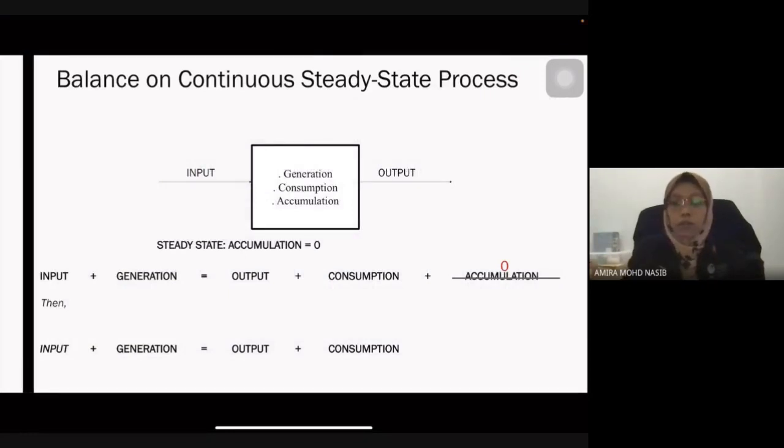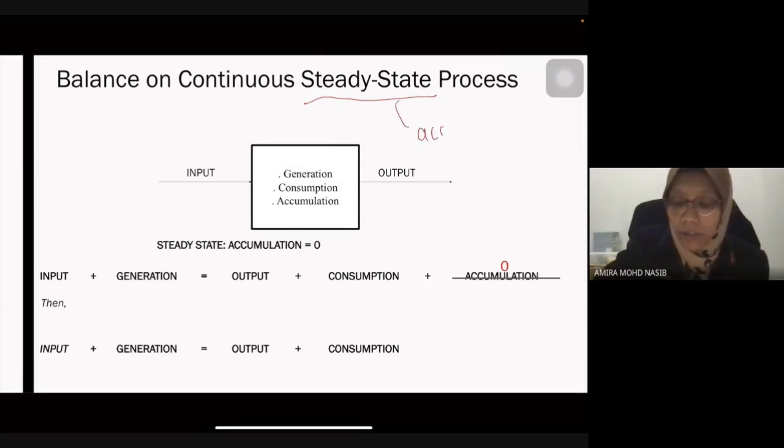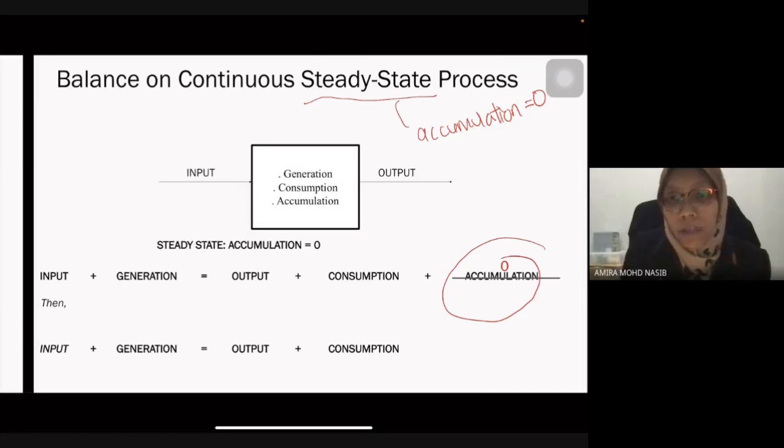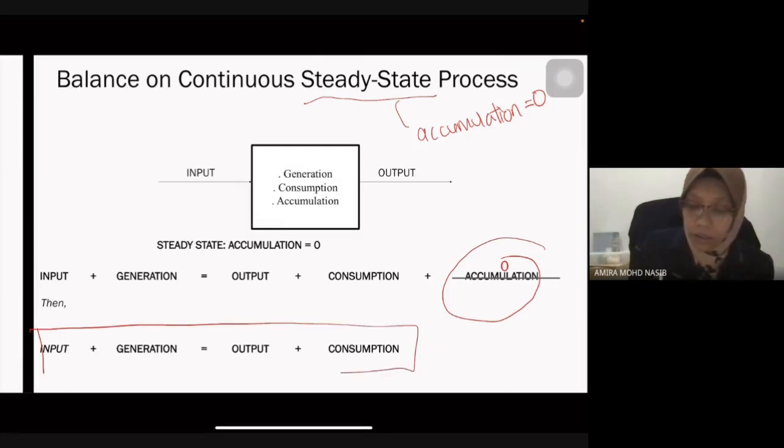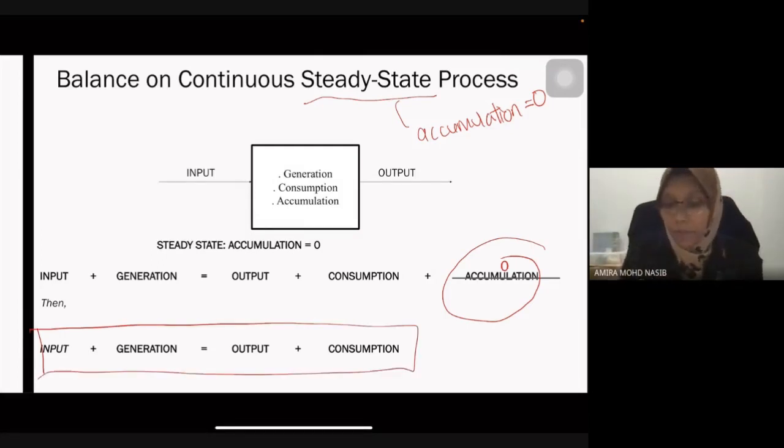So for balance on continuous steady state, as I mentioned just now, if it is stated steady state, then there is no accumulation. Accumulation equals 0. So these are the final equations.